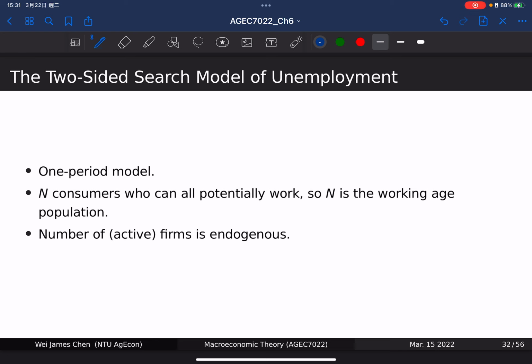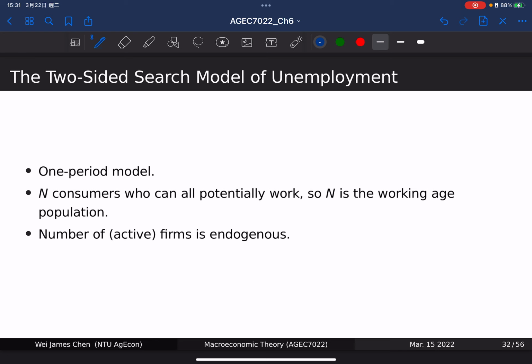First of all, this one is going to be a one-period model. This is a large difference, from an infinite time horizon model to a one-period model. The reason why we do so is because we now want to focus not just on the employee side, but also on the employer side. So we now have N consumers who can all potentially work. N is the working age population, like we defined before.